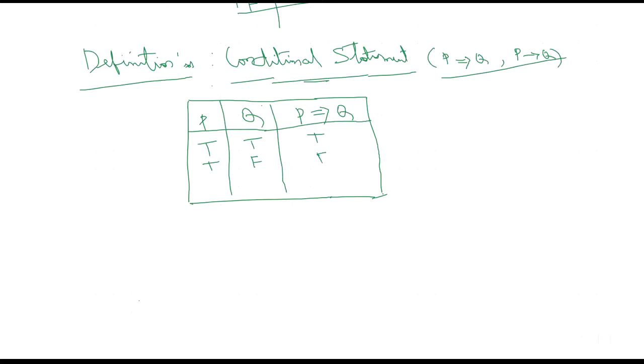Next, P is false, Q is true: P implies Q is true. Next, P is false, Q is false: P implies Q is true.